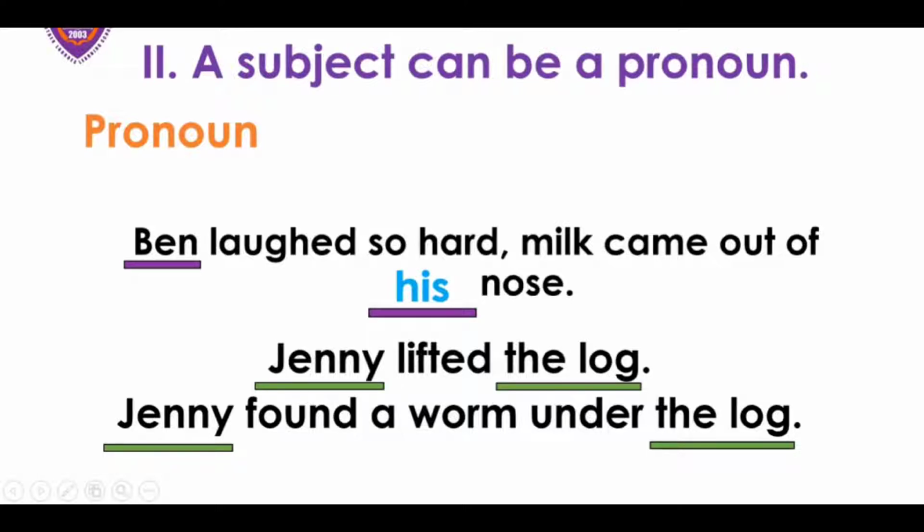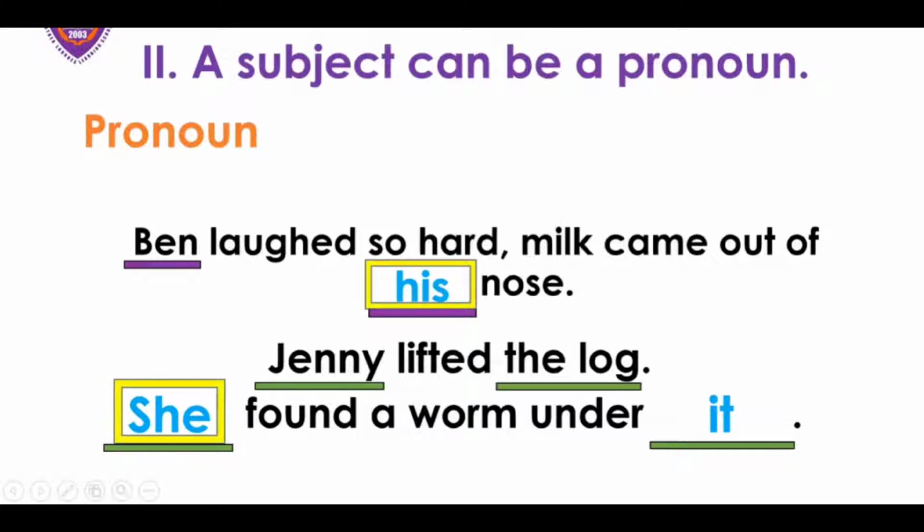Same thing applies to the next sentences. We don't keep on mentioning Jenny and the log when we know what we are talking about. The first sentence will remain, Jenny lifted the log. But then in the second sentence, we can replace the name Jenny, since we already know who we are talking about, with the pronoun she. And we can replace the words the log with the pronoun it, since we know we are talking about the log. Words like his, she, and it are all pronouns.